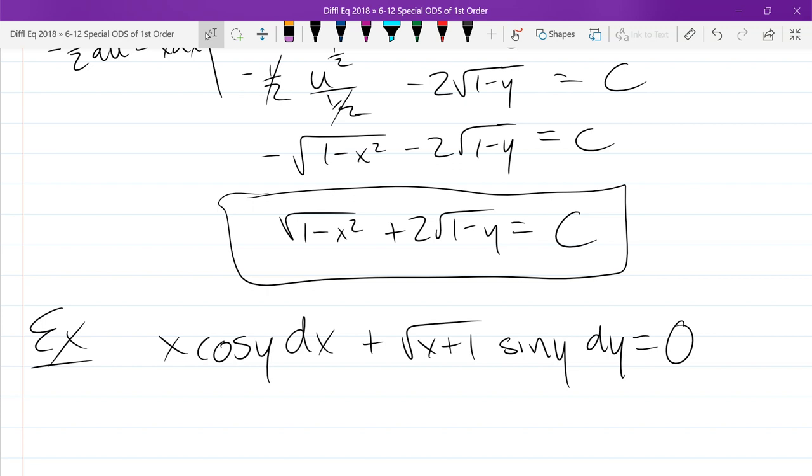You're going to be tempted to write tangent y, but unless you know the antiderivative of tangent, I will leave it as sine y over cos y, and do a u sub. And you should let u equal cos y when you make your u sub.